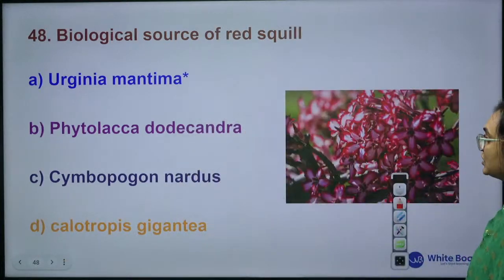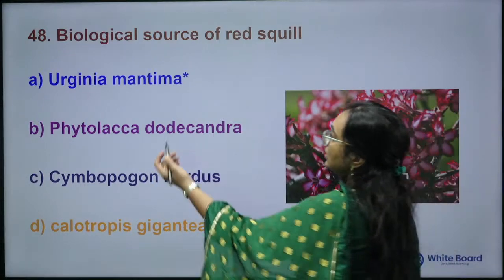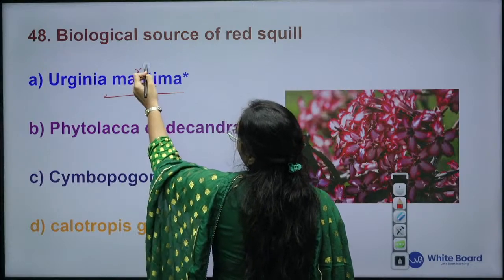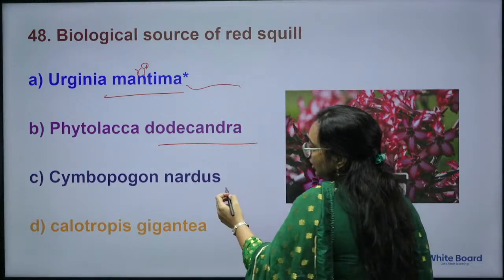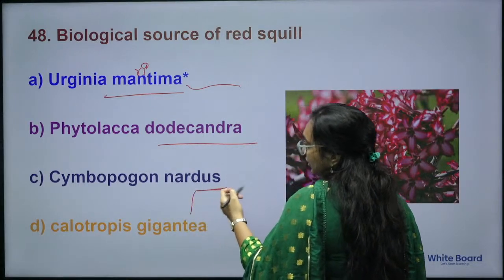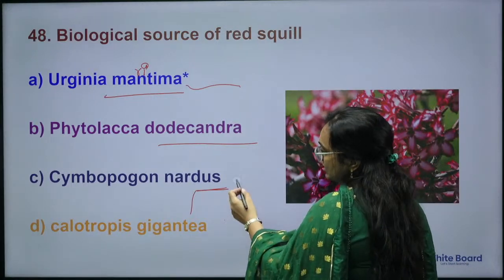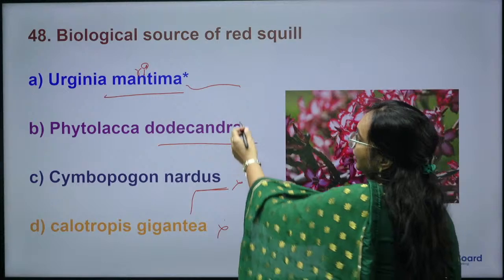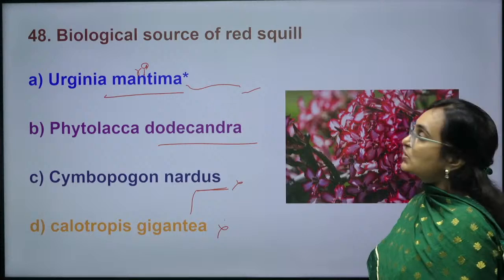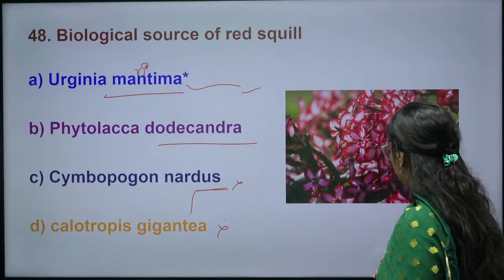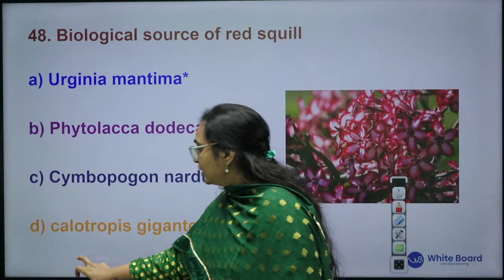biological source of red squill. Biological source of red squill is Urginea maritima. Urginea maritima, Phytolacca dodecandra, Cymbopogon. Cymbopogon is also not the correct one. Calotropis, Cymbopogon. Okay. Urginea maritima is the squill. Okay. Urginea indica is Indian squill. Maritima is red squill, European squill. So, answer is A. Next question.